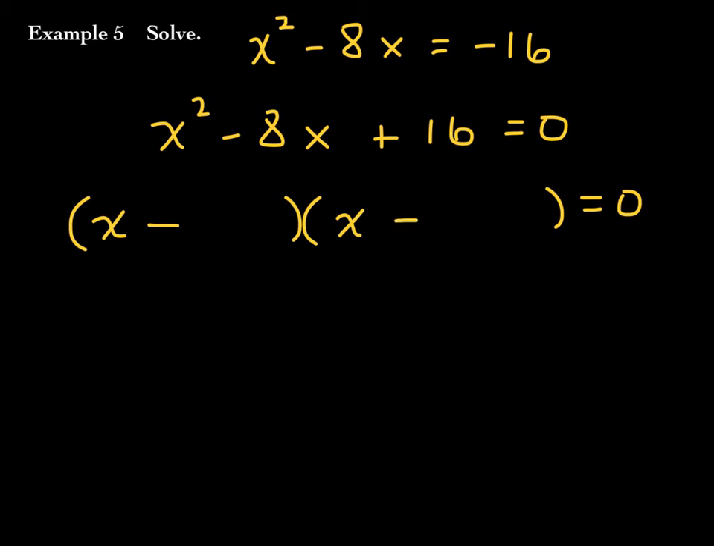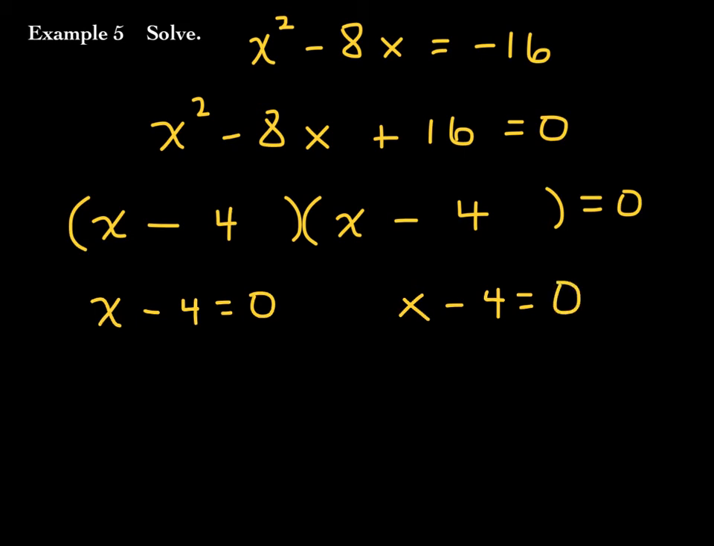I'm looking for factors of +16 that add to -8. That would be -4 and -4. -4 times -4 is +16, and -4 plus -4 is -8. All right, so we're going to set each factor equal to 0 and solve. This is the principle of zero products.